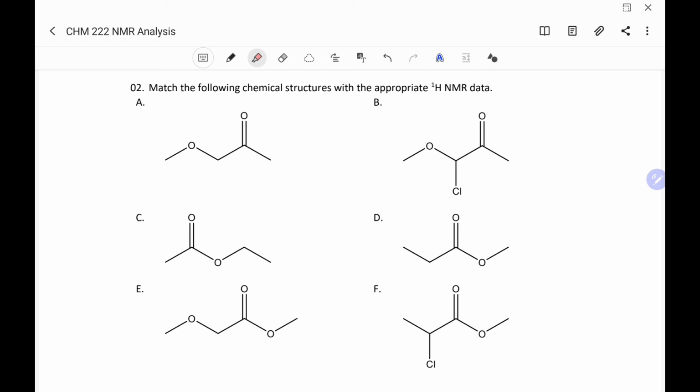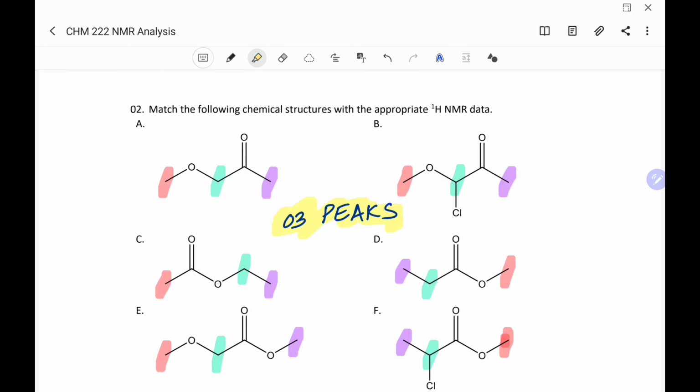See if you could do that. Pause the video now. Alright, so I hope that you guys had time to figure out the number of chemically different hydrogens. I have highlighted the chemically different hydrogens in different colors: red, blue, teal and purple. Each of these structures has 3 chemically different hydrogens, so you are expecting 3 peaks in proton NMR.